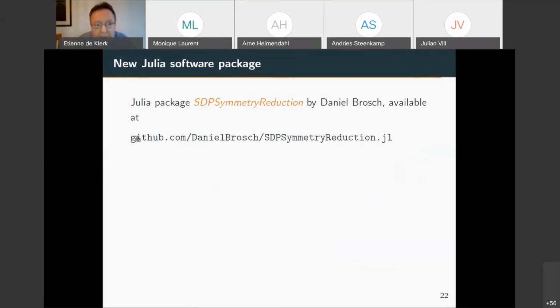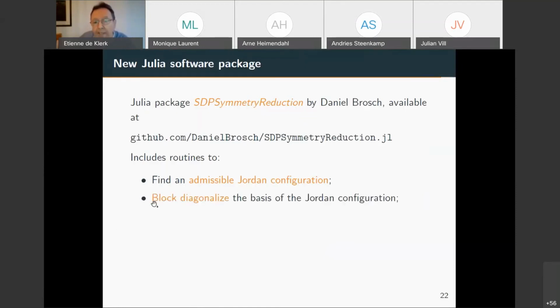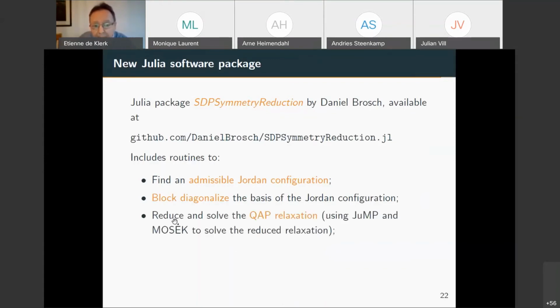Okay, so just to conclude, my student Daniel Brosch actually implemented a nice Julia package called SDP symmetry reduction, which is available on GitHub. It includes routines to find this admissible Jordan configuration using a randomized version of the algorithm I showed you. It can also block diagonalize the basis. And then it has some specialized routines for this QAP relaxation to formulate it, reduce it, and solve it using JuMP and Mosek, the SDP solver.